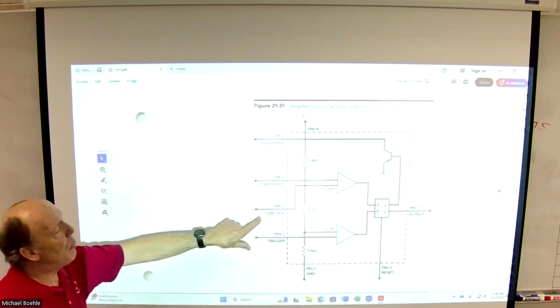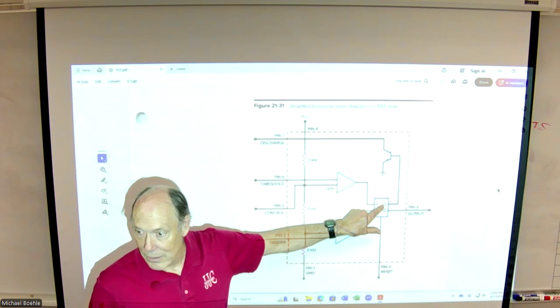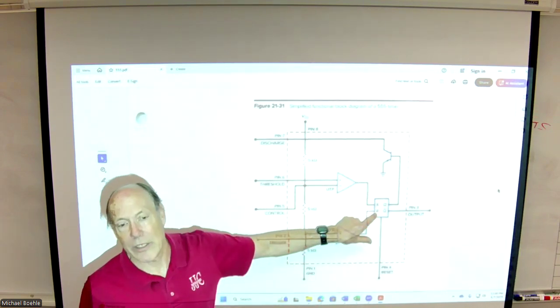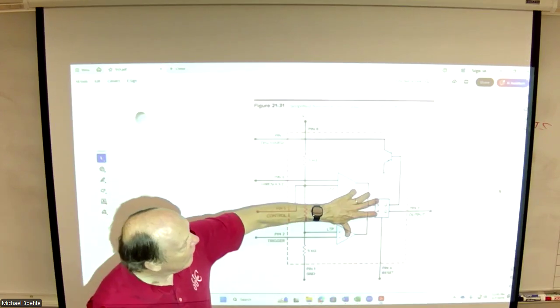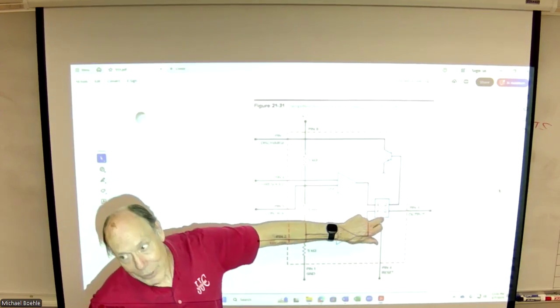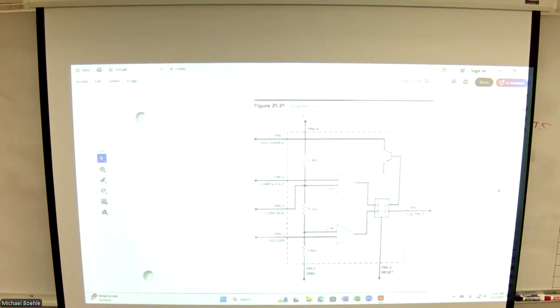So when the set input is activated, Q goes high. When the reset input is activated, Q goes low. This has 2 outputs, Q and not Q. So not Q is just the opposite of Q. You're either high or you're low.